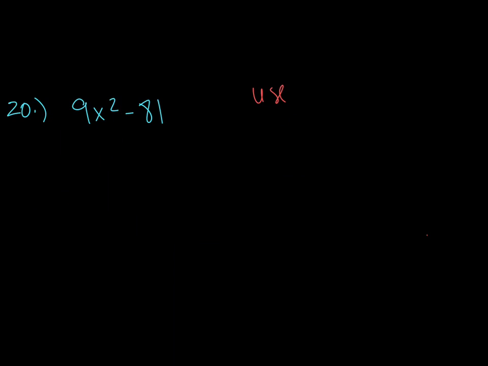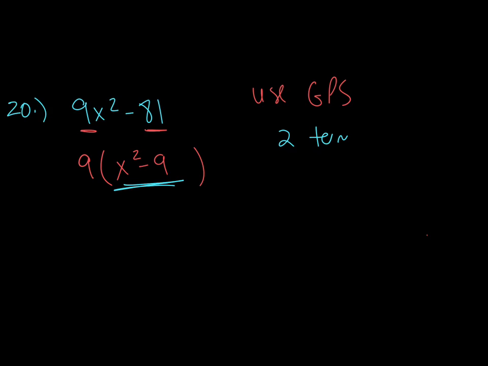All right, 20. The first thing we're going to do is we're going to use our GPS. And the first thing I noticed is that both of these are divisible by 9. Now, you cannot make an equal sign and just divide both sides by 9. I saw a bunch of mistakes with that. I just take the 9 outside the parentheses, and then I divide on the inside. Now, I'm going to use the GPS for what's inside the parentheses. It's got 2 terms. They are both perfect.